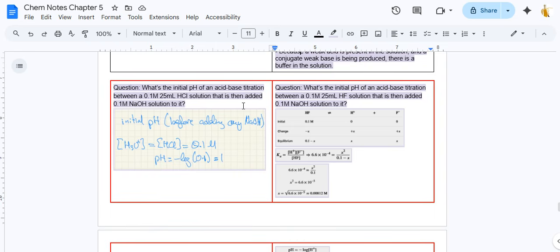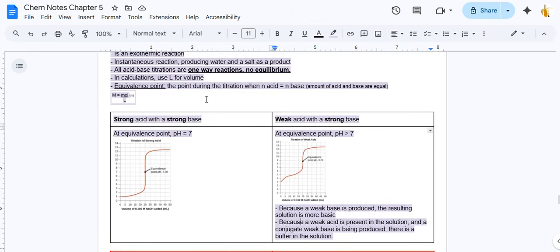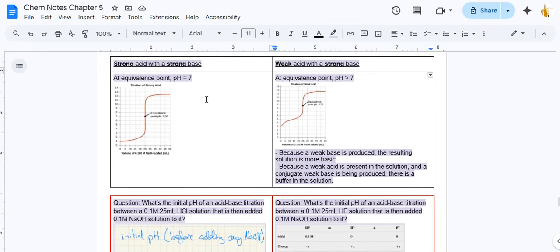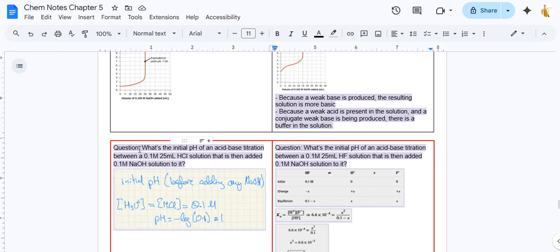So I'll be going over that. So for this type of question, what's the initial pH of an acid-base titration between that's added and that? Because it's asking for initial, you can't ignore this because it's later added. So just so you're measuring the pH of this only.